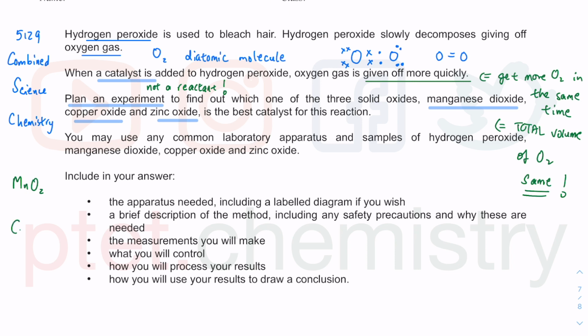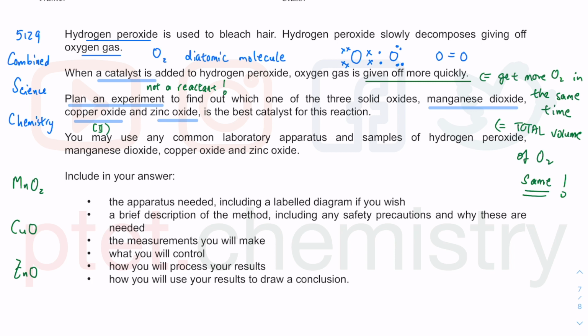Copper oxide, Cu2+ and O2-. As you know, this should have been copper(II) oxide actually. Copper is element number 29 in the periodic table. And you have zinc oxide, Zn2+ and O2-, so ZnO, which is zinc oxide. Zinc is element number 30 in the periodic table.